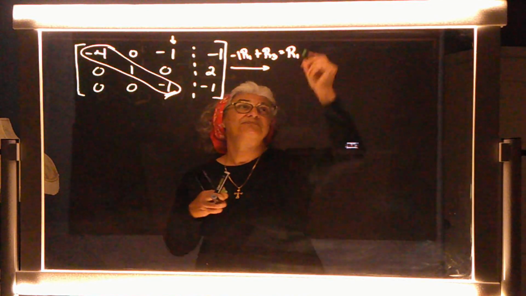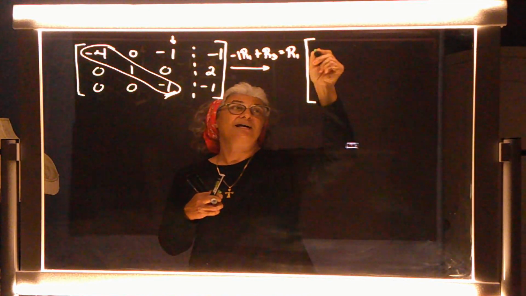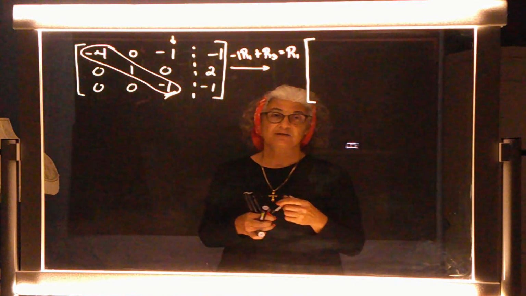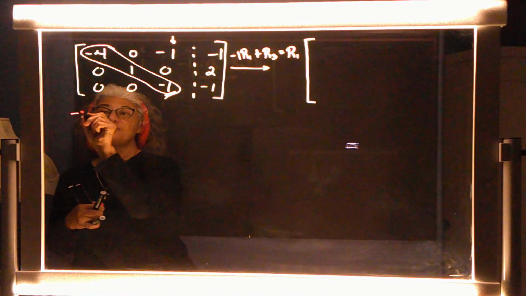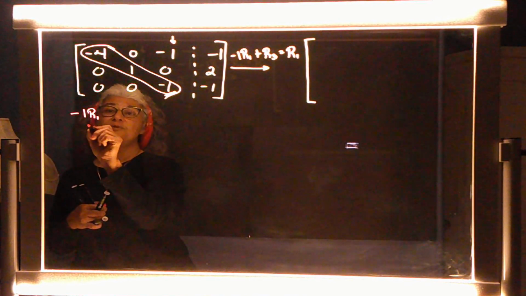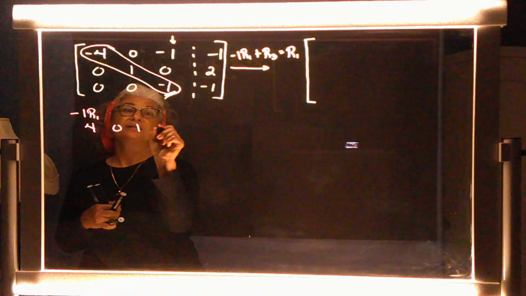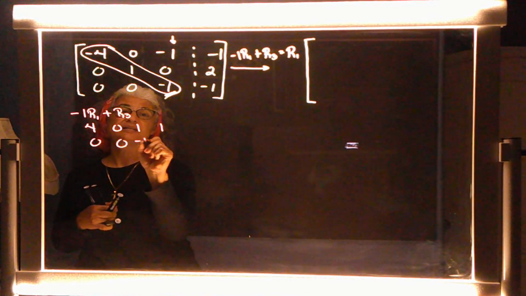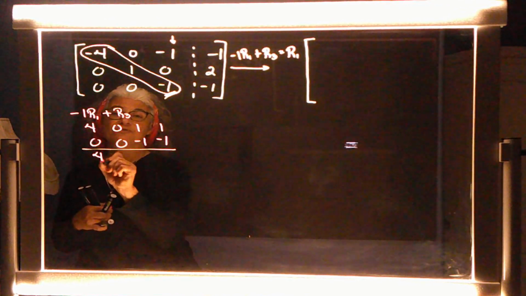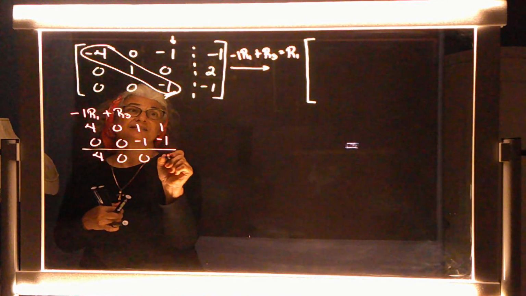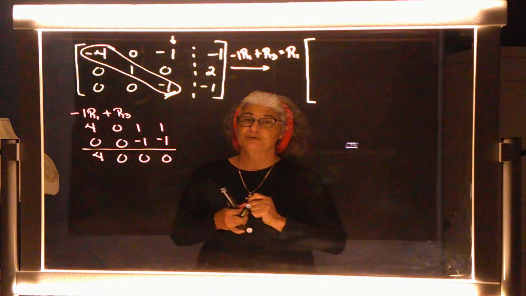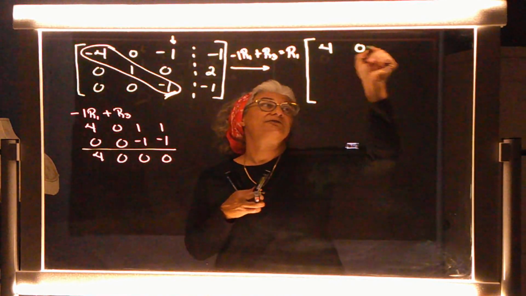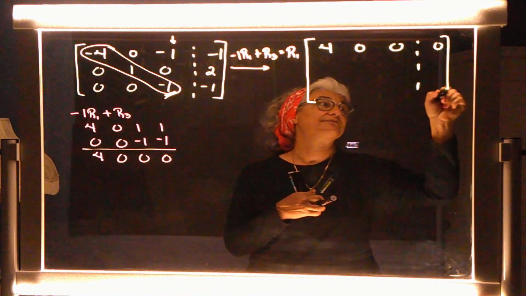Now, since I'm trying to get a 0 in that first row, I've got this work to do, don't I? So let's come off to the side and do that work. So -1 times the first row, which would be 4, 0, 1, and 1. Add it to the third row, 0, 0, -1, and -1. And I end up with 4, 0, 0, and 0. Well, so be it. So there's my first row. 4, 0, 0, and 0.